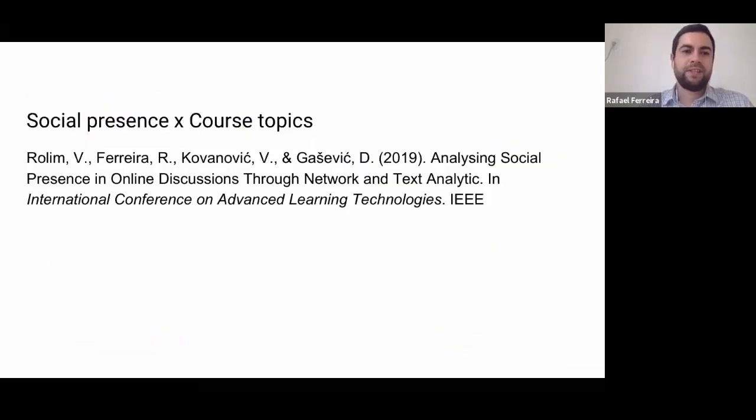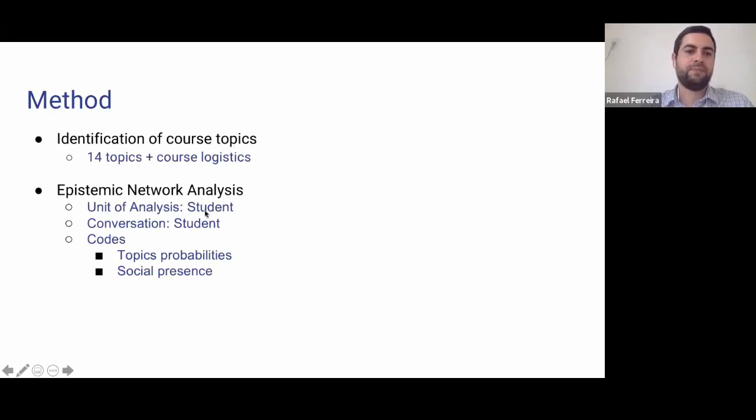We also used this classifier to reproduce the results of our previous work. In this previous work, we basically used epistemic network analysis to analyze two different groups of students, the treatment and the control group. I can provide more insights on how to use epistemic network analysis later, but for the moment, I will just say the features that we used in the previous work and that we are reproducing. We used students as the unit of analysis and conversation, and topic probability and social presence categories as codes.